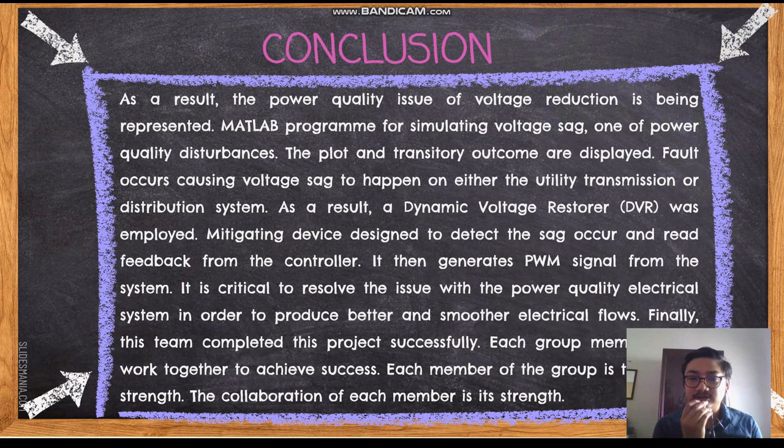It is critical to resolve the power quality issue in the electrical system in order to produce better and smoother electrical flow. Finally, this team completed this project successfully. Each group member played an important role in completing this project. The collaboration of each member was a strength in simulating the MATLAB program and the mitigation part to overcome the voltage sag problem.